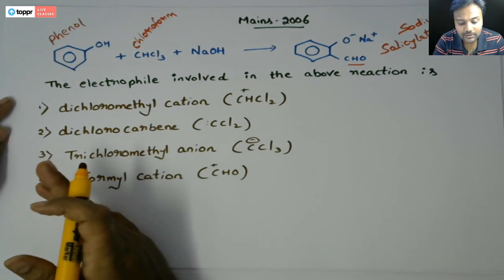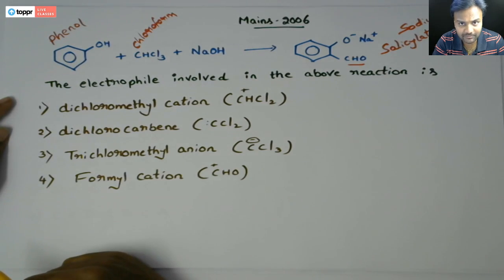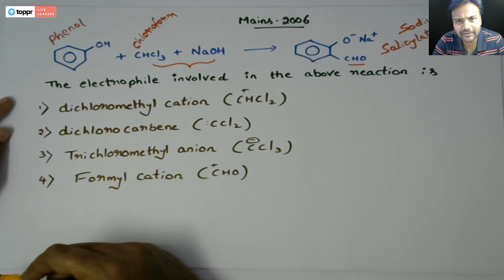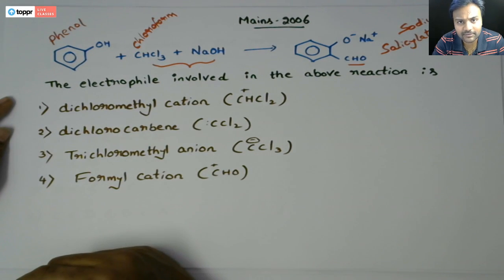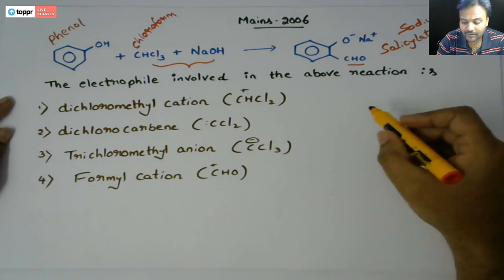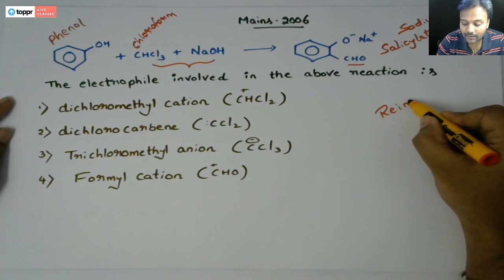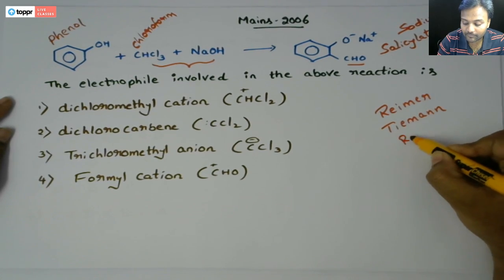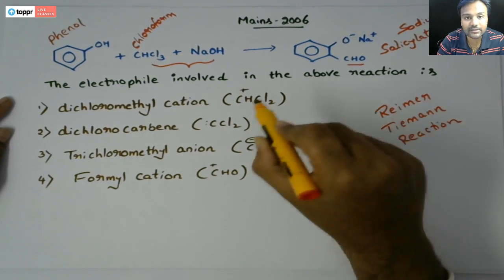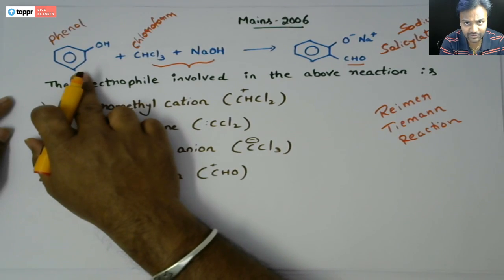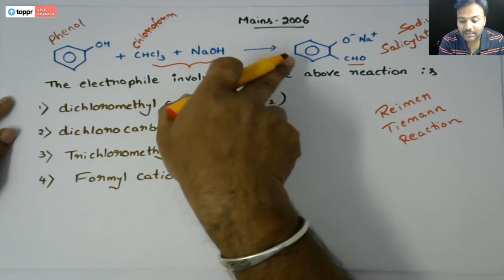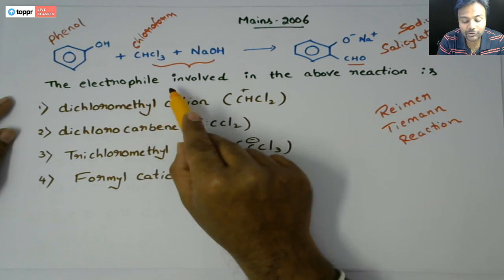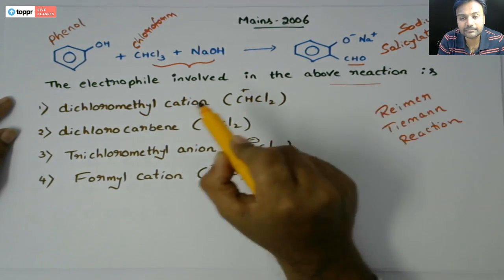Now can you tell me what is the name of the reaction? By looking at the reagents, especially these two reagents, can you tell me what kind of reaction it is? It's a named reaction. What is that reaction? It's the Reimer-Tiemann reaction. This is a Reimer-Tiemann reaction. So you have been given the reactant, reagents as well as the product. Then what is the question? The question is all about the electrophile involved in the above reaction.